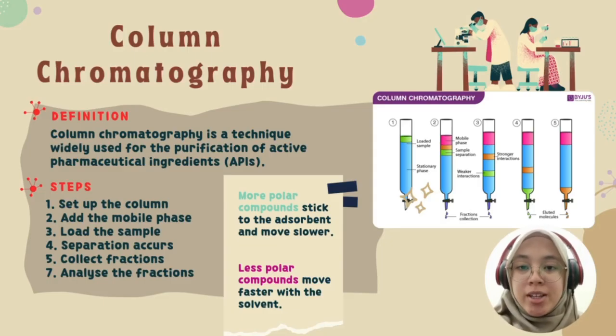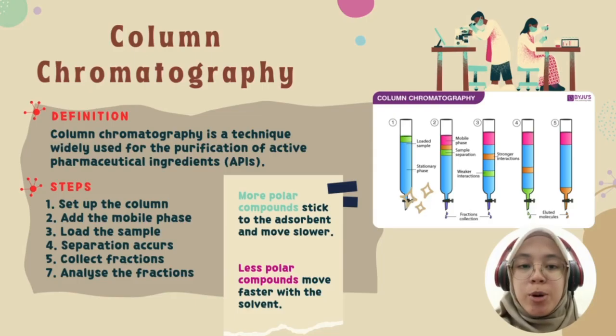Column chromatography is a technique widely used for the purification of active pharmaceutical ingredients, APIs. How does column chromatography work? Firstly, we set up the column. A glass column is filled with a stationary phase, usually a solid adsorbent like silica gel or alumina. A cotton or glass wool plug is placed at the bottom to prevent the adsorbent from leaking. Secondly, we load the sample. The mixture to be separated is dissolved in a small amount of solvent and placed on top of the stationary phase.